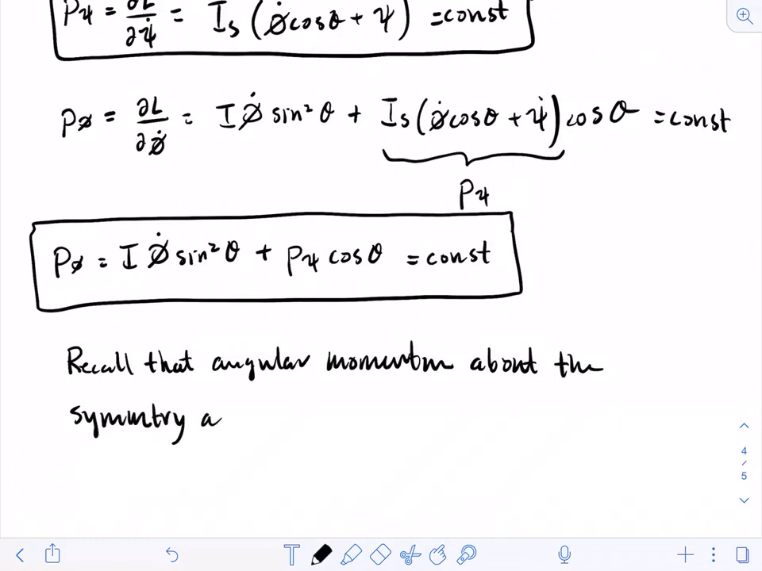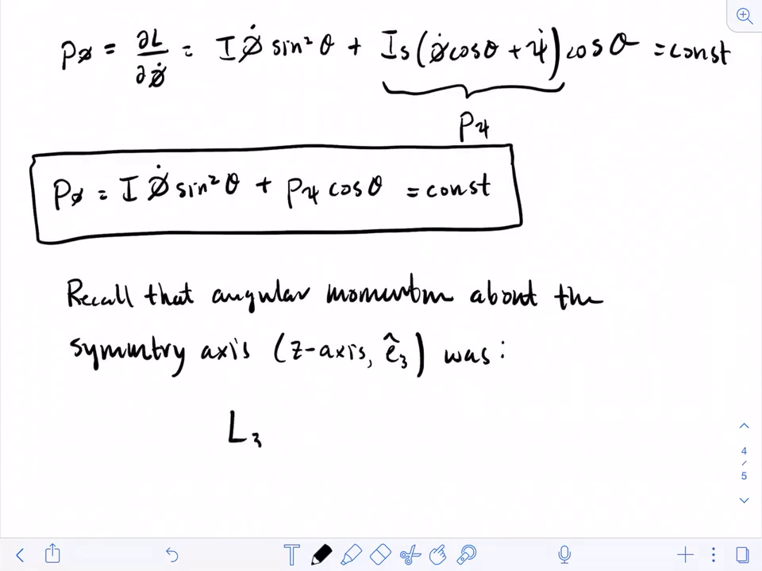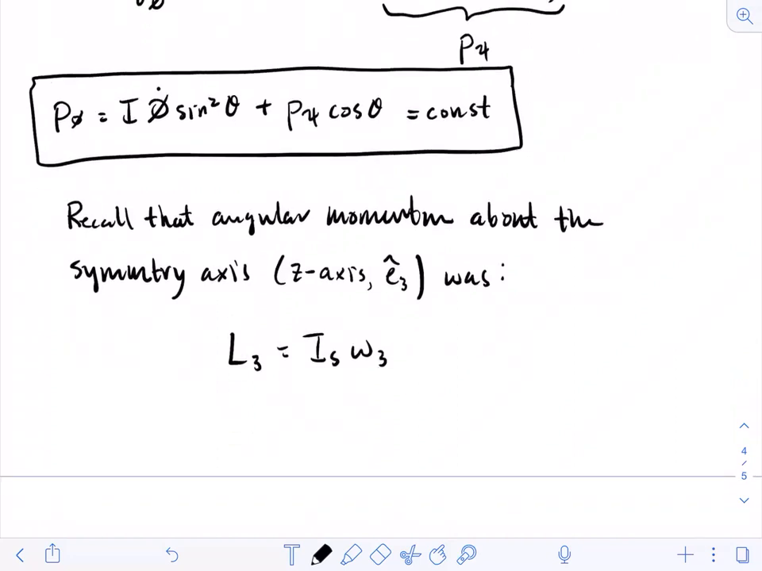So the symmetry axis is one of the principal axes. And so our symmetry axis was the z-axis, which is the E3 hat direction. And because it's a principal axis, its angular momentum is very simple to write down. It's just the rotational inertia times the angular velocity. And so we have to take the rotational inertia about that axis, which is about the symmetry axis, and we multiply it by the component of the angular velocity along that axis.